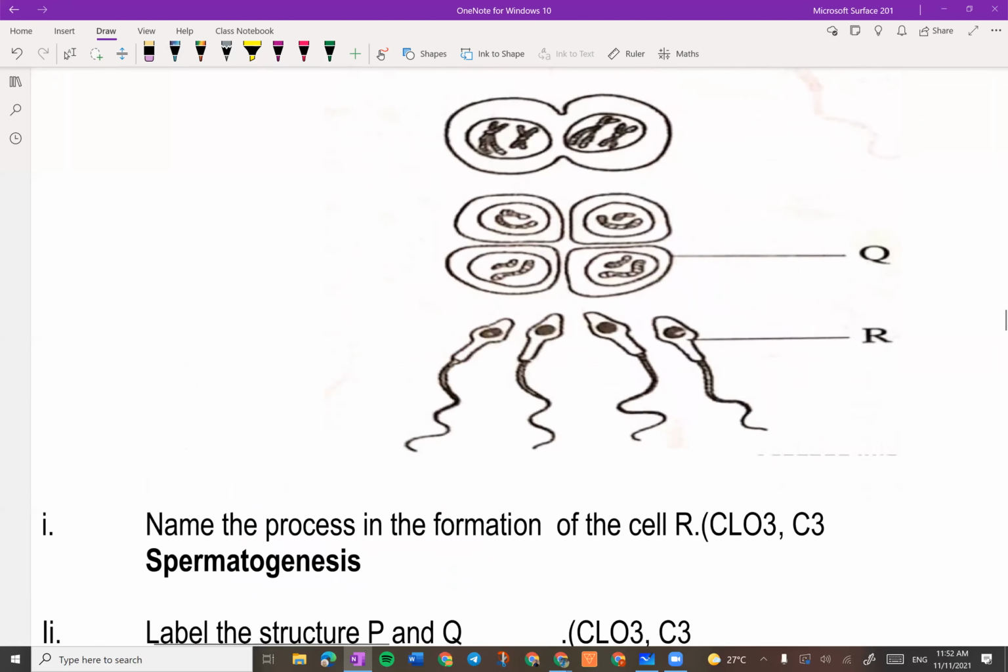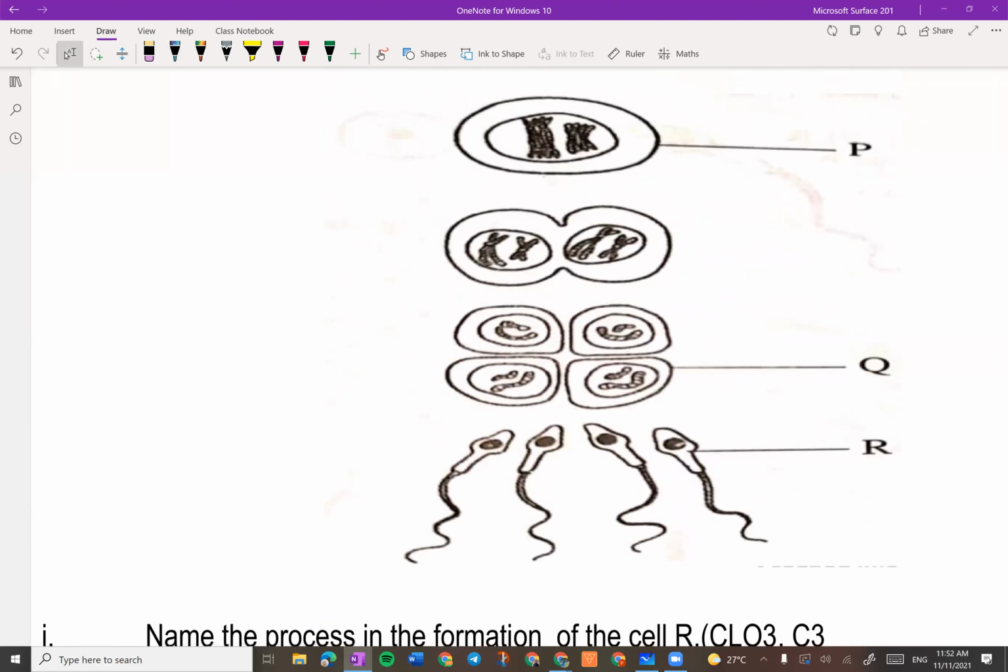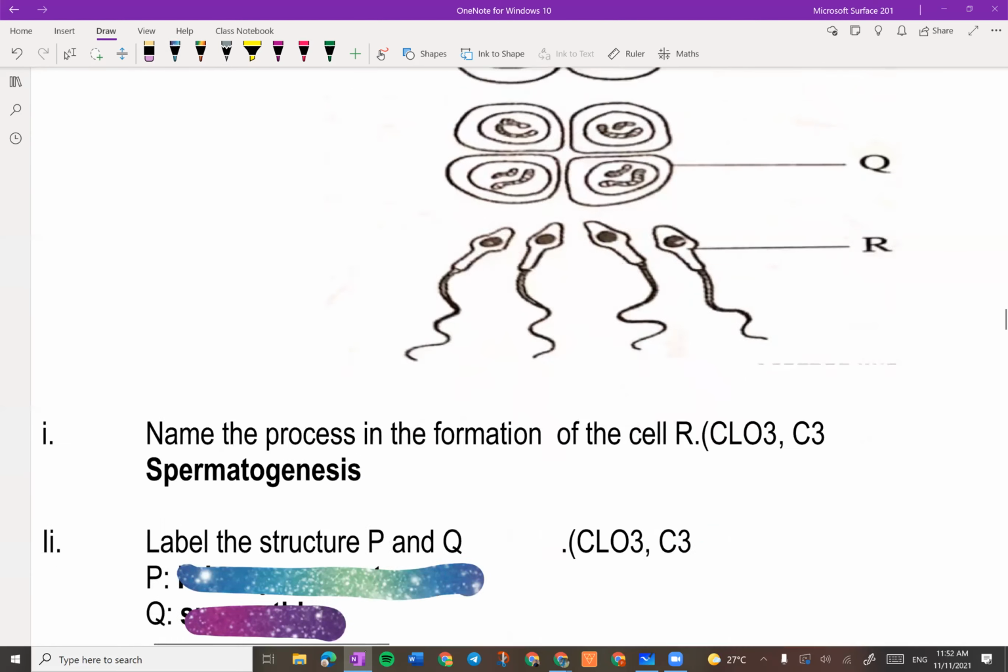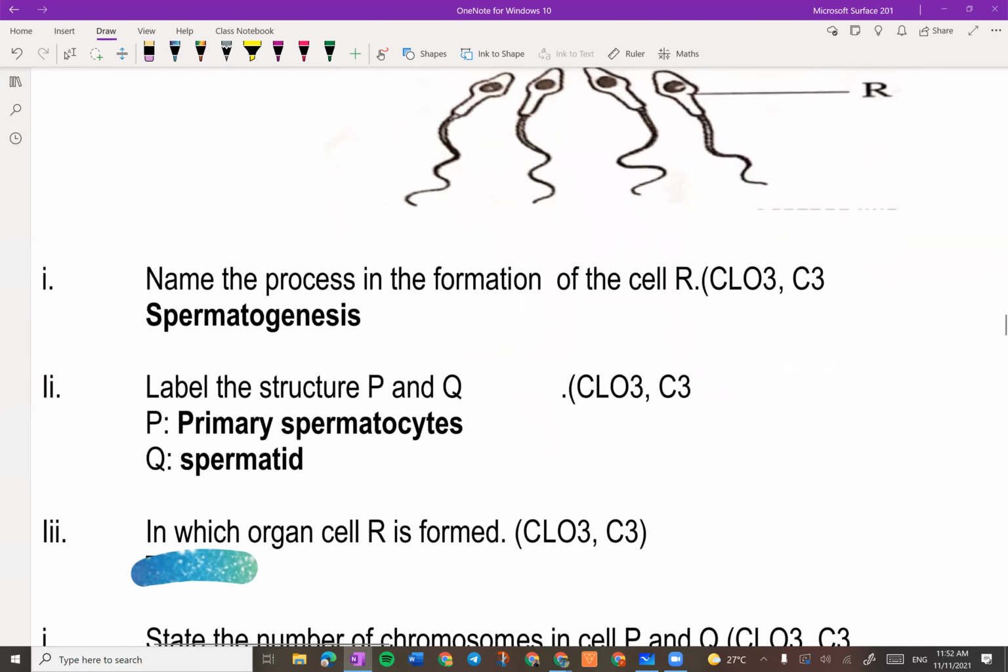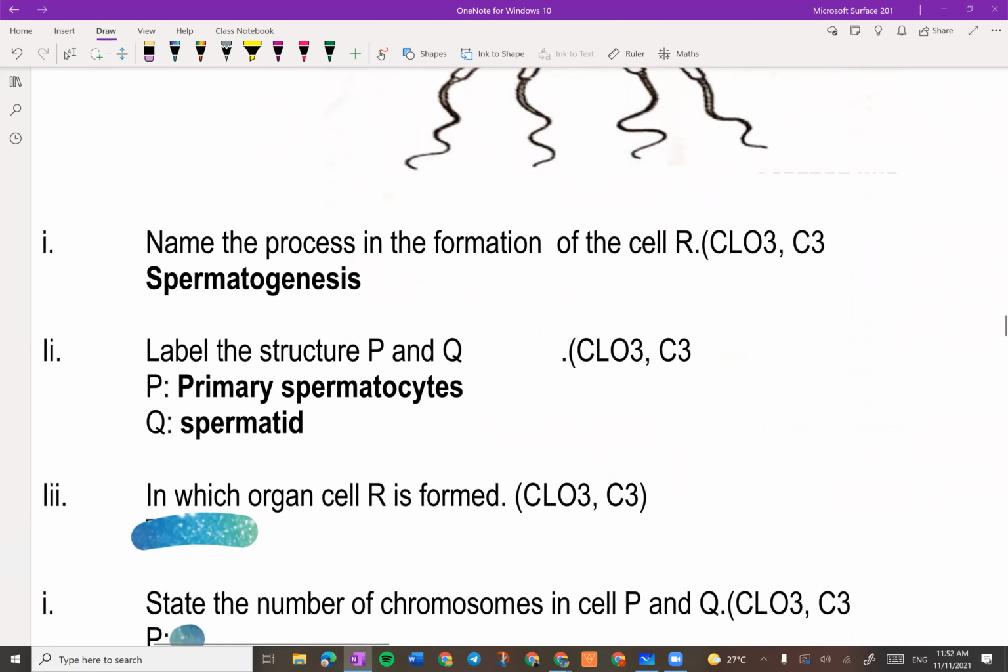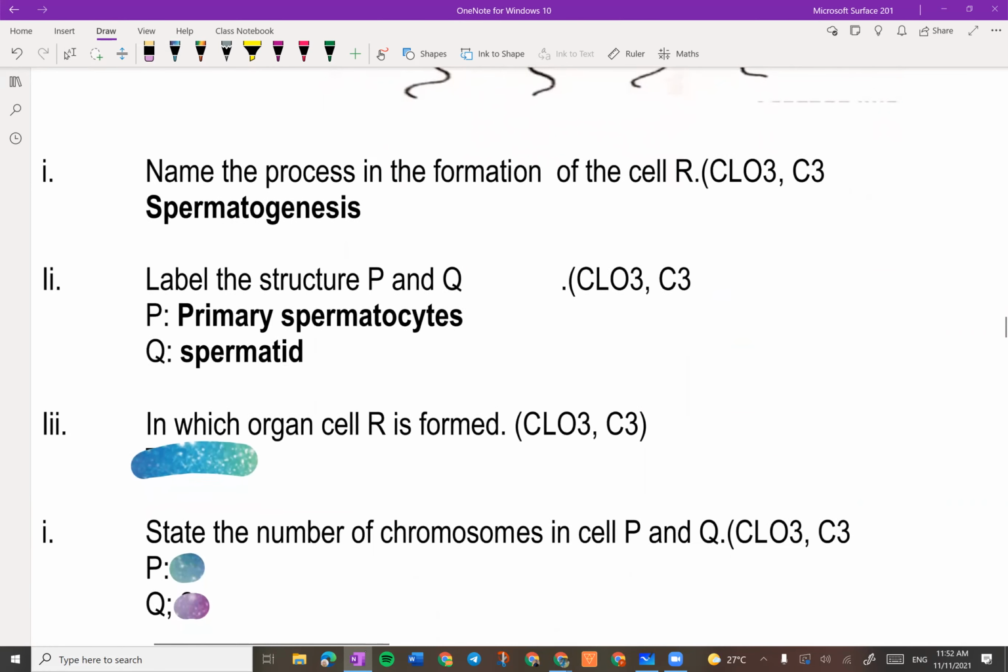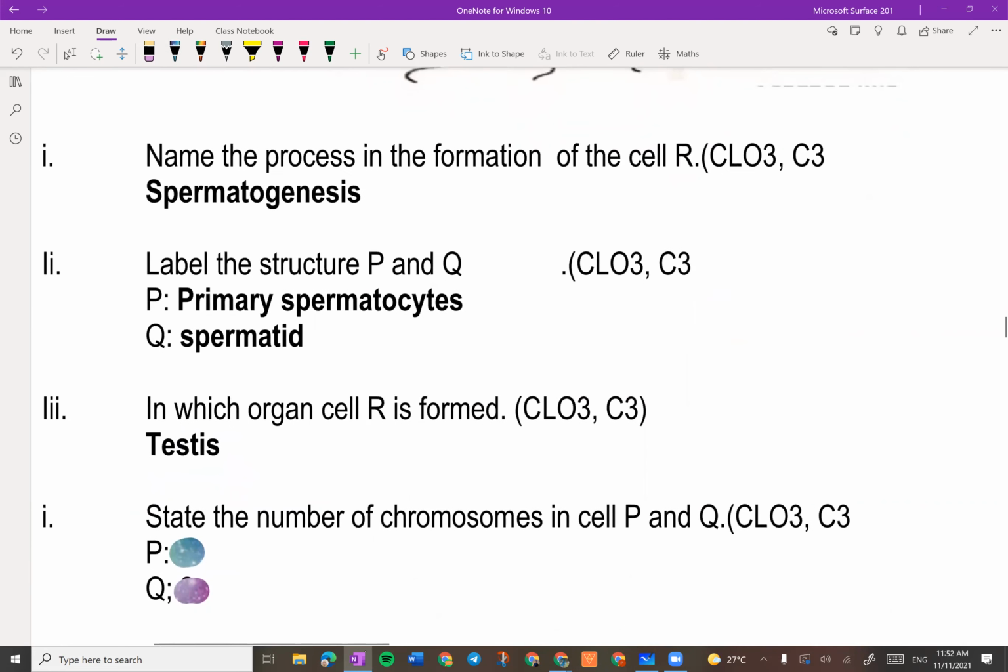Label the structure P and Q. So we have P and we have Q. What do you think P is, and Q? P first. What do you think this is? Primary spermatocyte. Alright, Q. Spermatid. Okay, good, I agree. In which organ is cell R formed? Testis. Good.